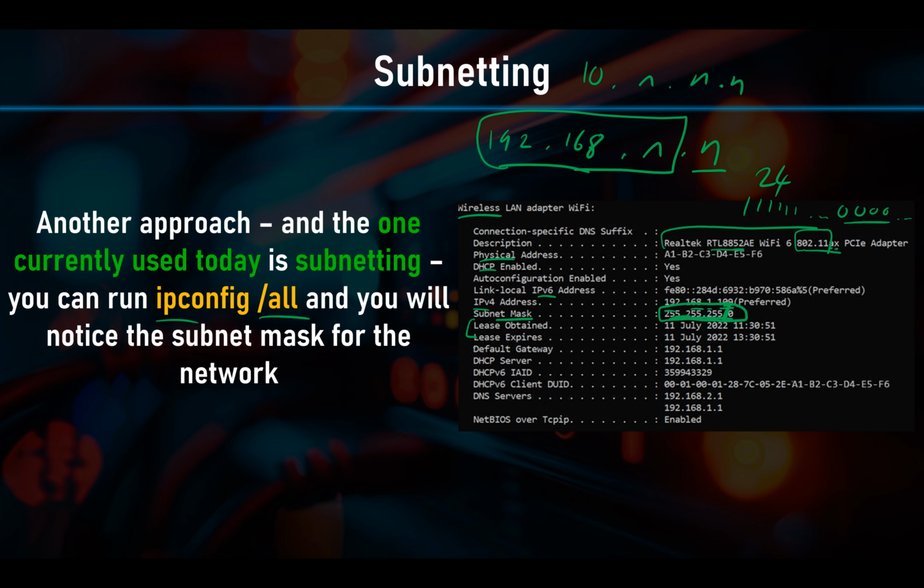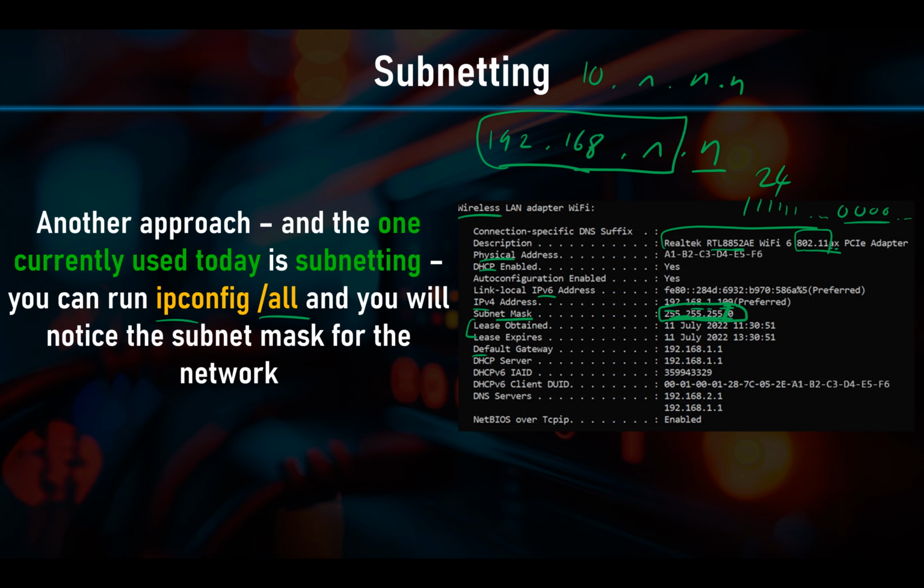This lease obtained, lease expires, that's going to be DHCP. Don't worry about that at the moment. Again, the default gateway, as mentioned, is going to be the IP address of the router.